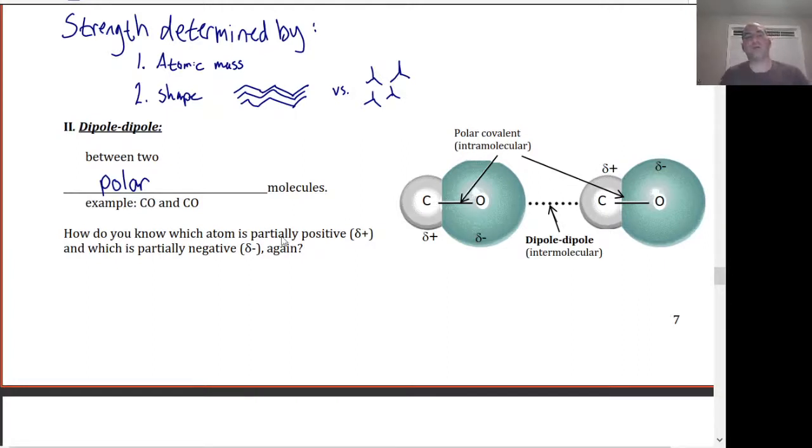So how do you know which one is which? Remember that we look at the electronegativity.